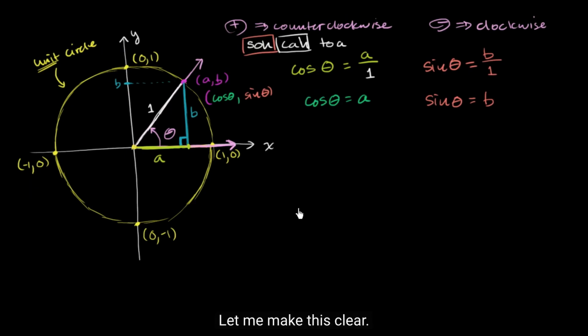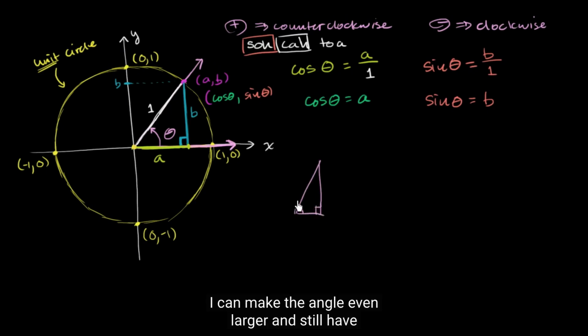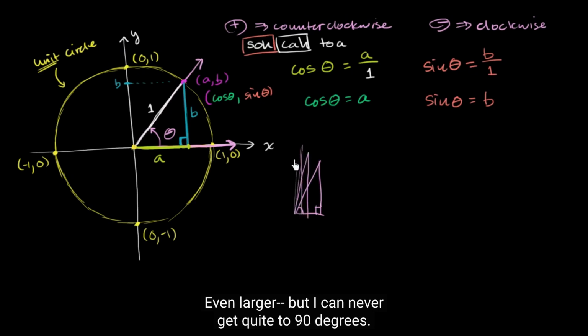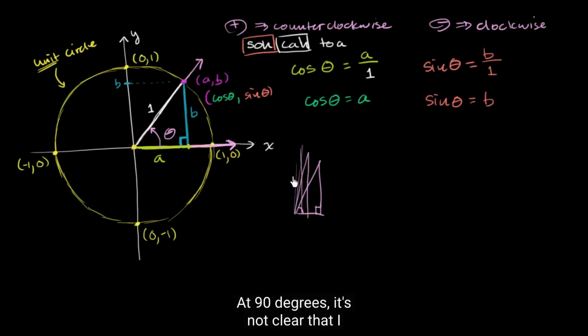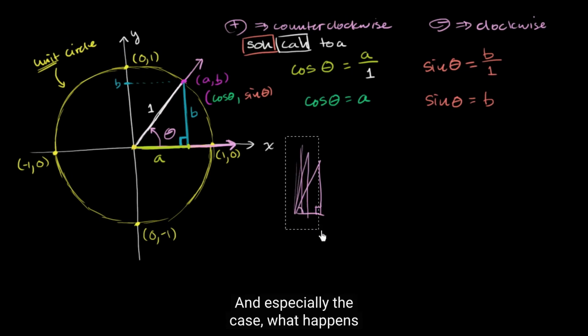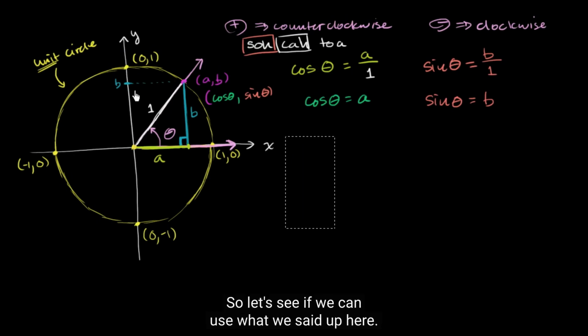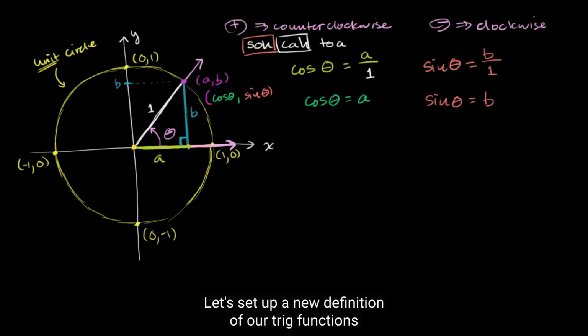Let me make this clear. So this is a right triangle, and the angle is pretty large. I can make the angle even larger and still have a right triangle, but I can never get quite to 90 degrees. At 90 degrees, it's not clear that I have a right triangle anymore. It all seems to break down, and especially so when I go beyond 90 degrees. So let's see if we can use what we set up here. Let's set up a new definition of our trig functions, which is really an extension of SOHCAHTOA, and is consistent with SOHCAHTOA.